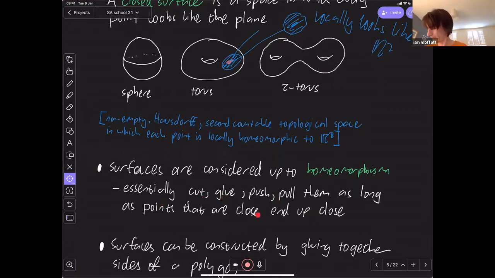And I can also undo it. So this is your classic idea of the donut or the torus being the same as a coffee cup.